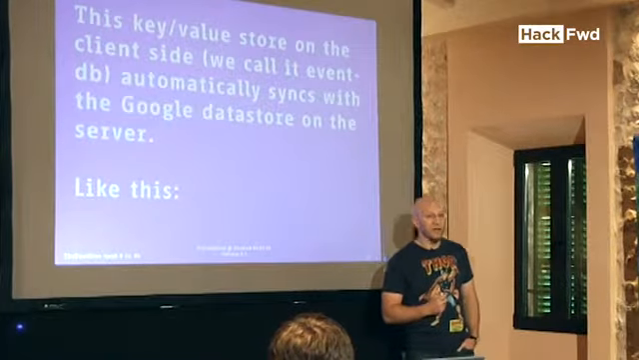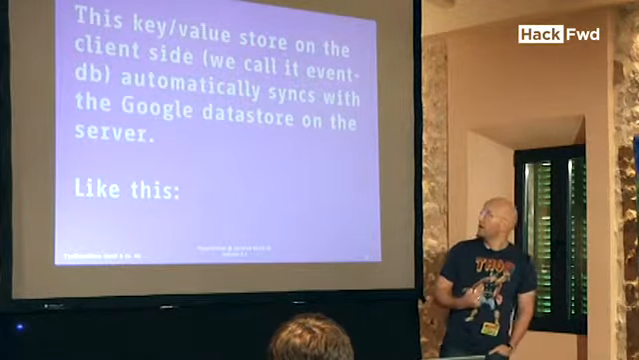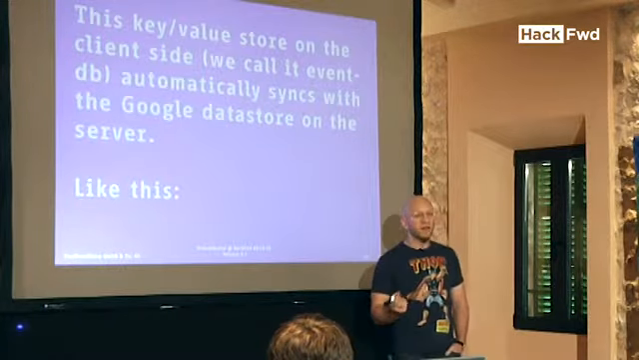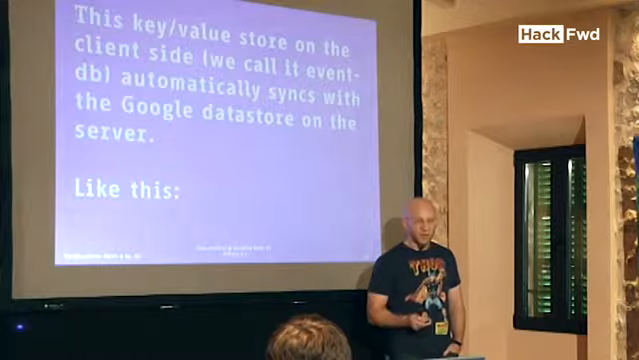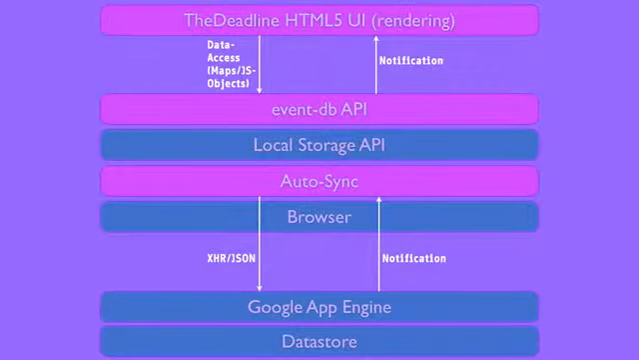And this key value store on the client side, which we call the event DB, is automatically syncing the data out to the Google datastore on the server. So it looks like this, again, the colors. What we have now is Google App Engine accessing the datastore, receiving XML HTTP requests with JSON, and notifying the browser when changes exist on the server side.